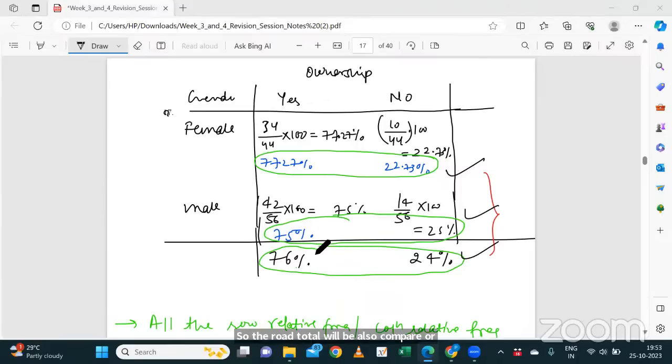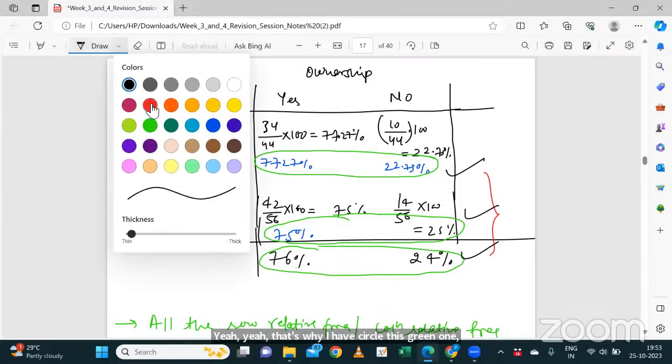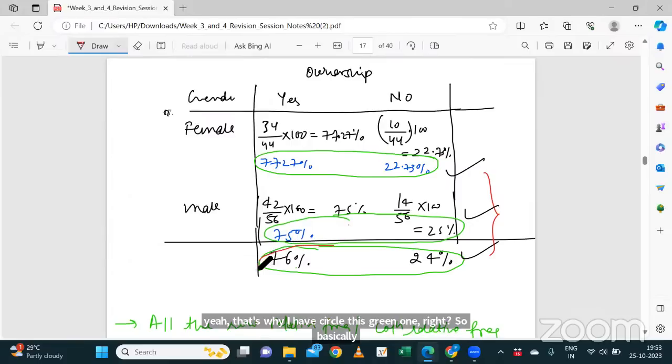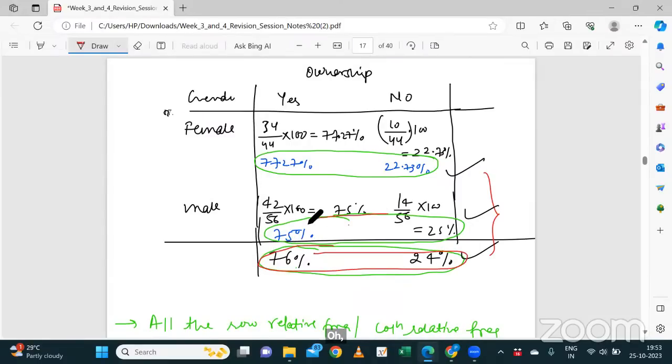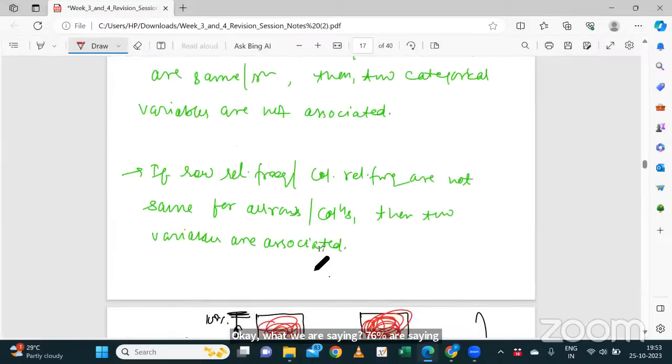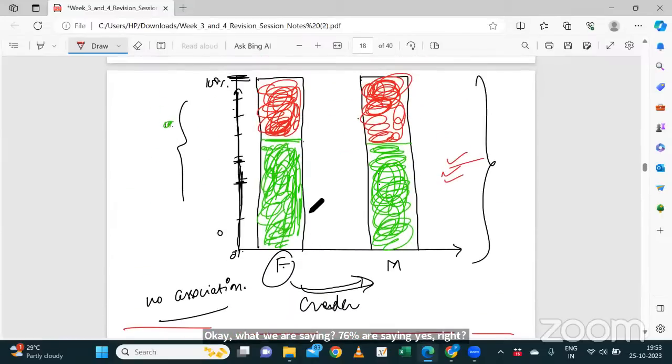Yeah, that's why I have circled this green one, right? So basically these two will be considered, this one and this one. If you see in the 100% stacked bar chart, what we are saying is 76% are saying yes, right? Within that, what is the percentage for female? Something like 77, right? Yeah, 77.23, I think. That's why we are comparing the total one.